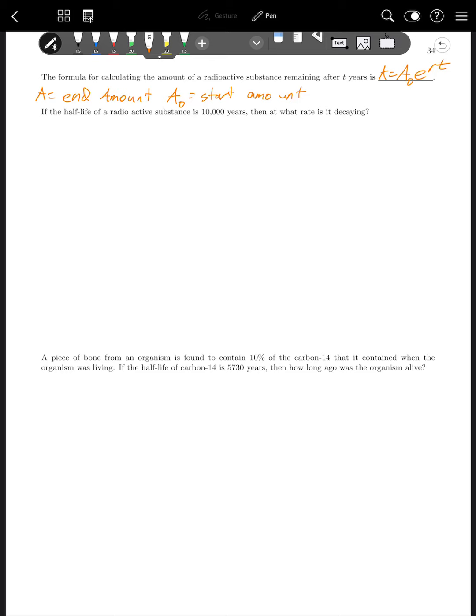Okay, so the first problem here says, if the half-life of a radioactive substance is 10,000 years, then at what rate is it decaying? Half-life is a term you may or may not have heard before, but all it means is the amount of time it takes for half of a substance to decay.